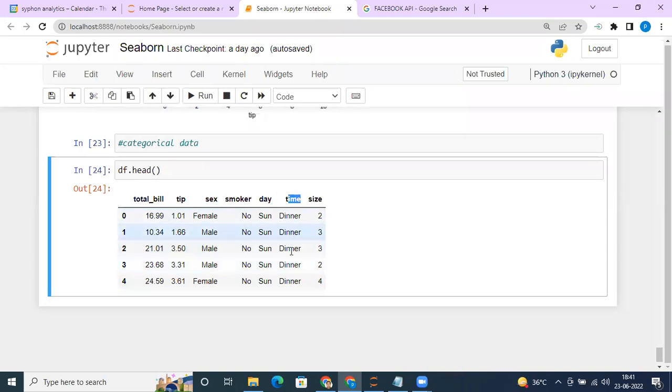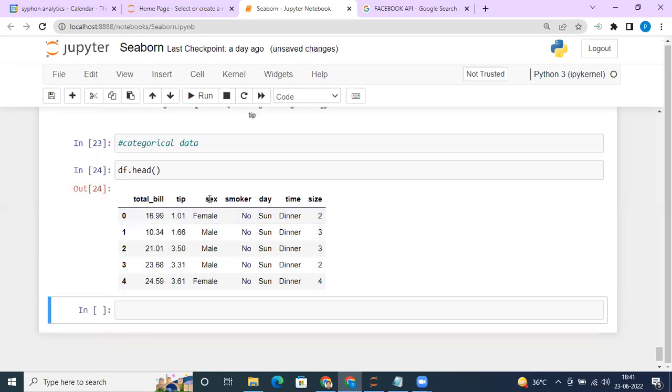Of course they don't have any numeric data, so I want to find out how many males and females are there, how many smokers and non-smokers are there, which days are there, how many Sundays, Mondays, like this. In the time column, how many values are appearing, and at what time are most people coming, for lunch, dinner, or breakfast. So I want to analyze this categorical data: sex, smoker, day and time. Let me pick one by one.